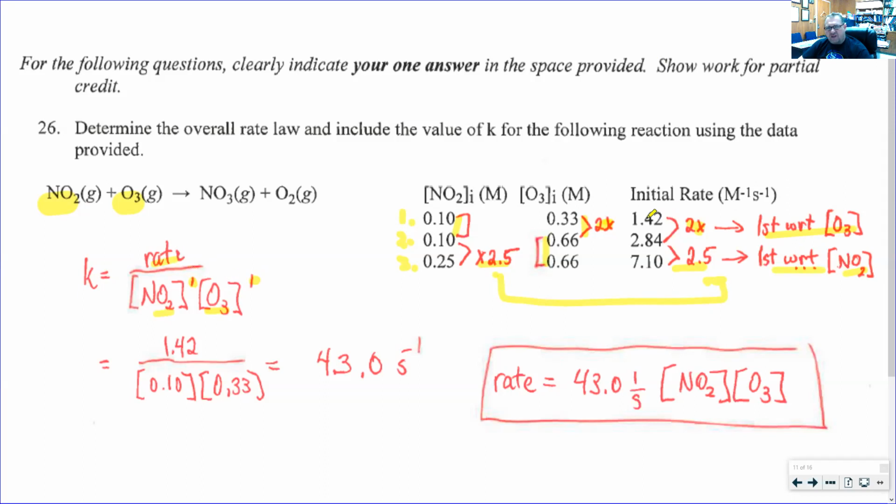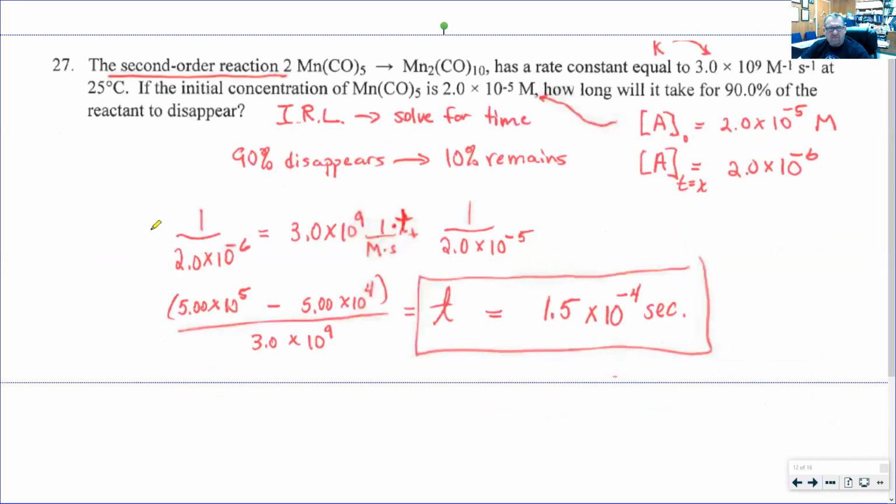So I took the rate constant of 1.42, and I took the concentration of each of the reactants, and I find out that the rate constant is 43 inverse seconds. So now the overall rate law, including the value of K, which is what I asked you for in this problem, is rate is equal to 43 inverse seconds times the concentration of NO2 times the concentration of the O3. And as a class, we did pretty good on that one.